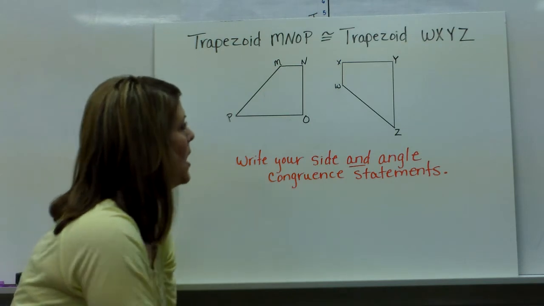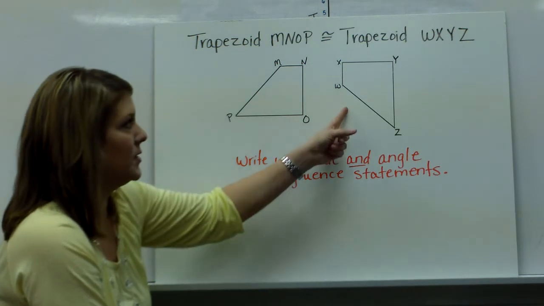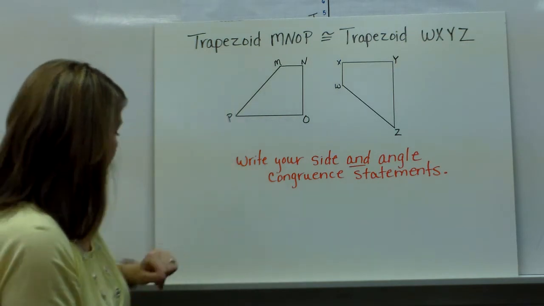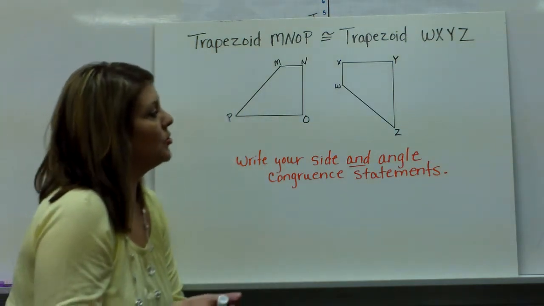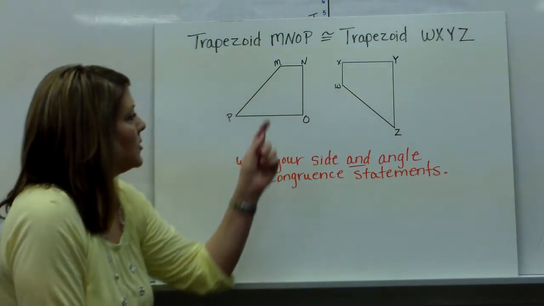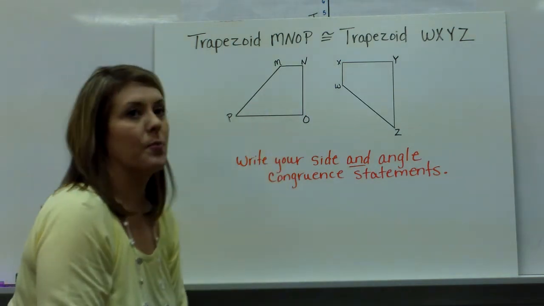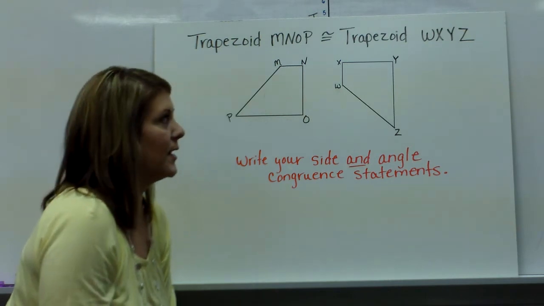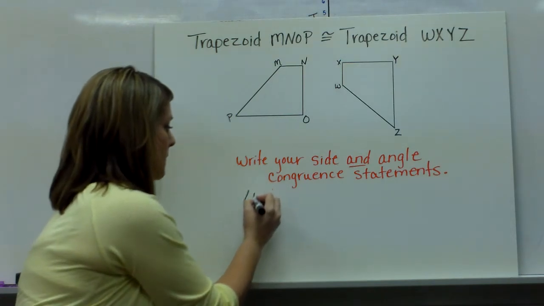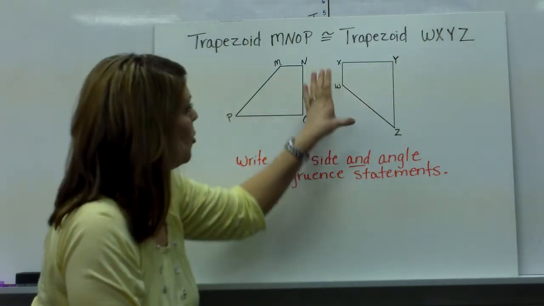Okay, we're going to do an example. We have trapezoid MNOP congruent to trapezoid WXYZ. So we know they're congruent. It's given to us in the first statement. Now what we're going to do is list our side and angle congruence statements. So we're going to look at our two figures, and in this case we have trapezoids, and we want to make sure that we are matching corresponding angles and sides. Let's start with the angles, and I'm going to start with angle M, looking at either the name of the second trapezoid or the trapezoid itself.